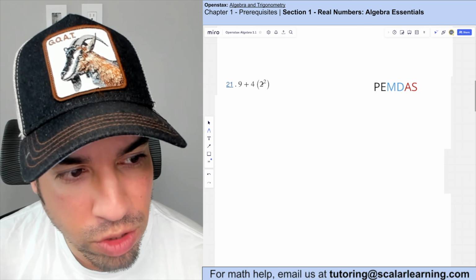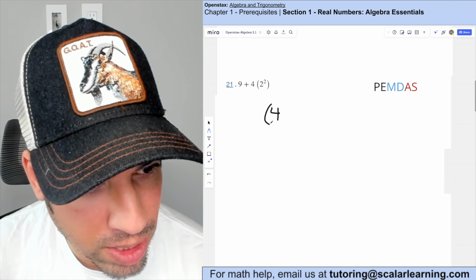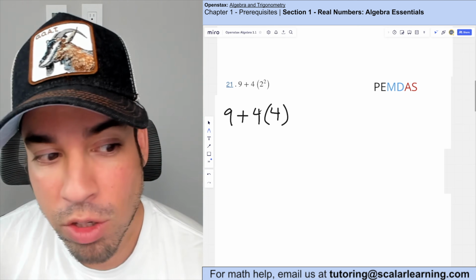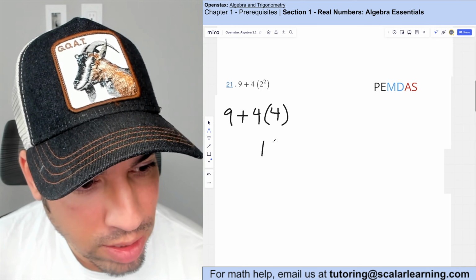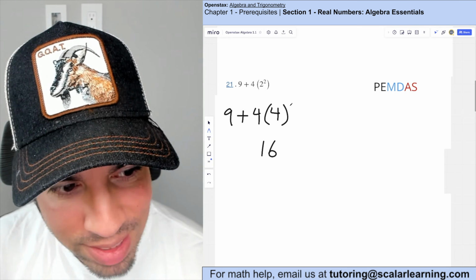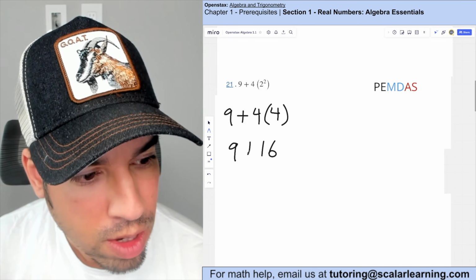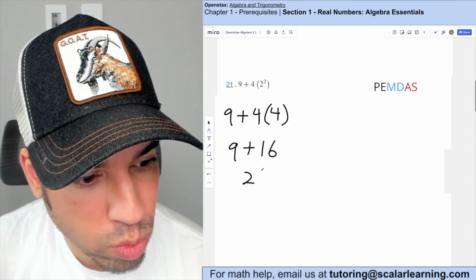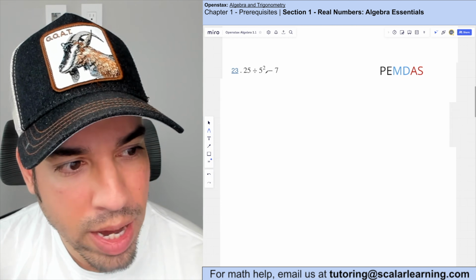Here we got exponents, multiplication, and addition. So we're going to do exponents first. 2 squared is 4, and I'm going to keep it in the parentheses. Next, we got to do multiplication. 4 times 4 is 16, and as I mentioned before, those parentheses indicate multiplication. Last but not least, 9 plus 16 is 25.